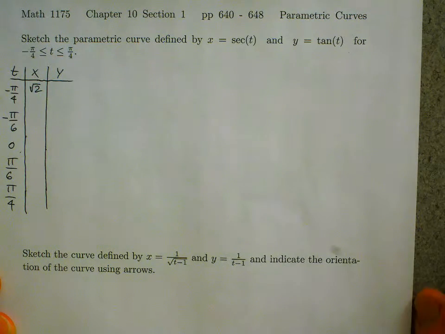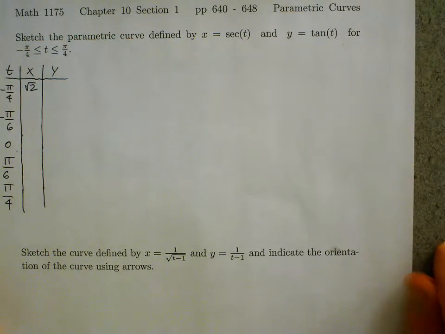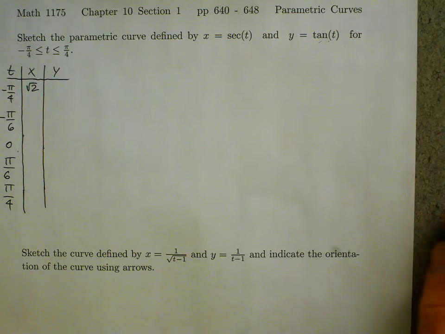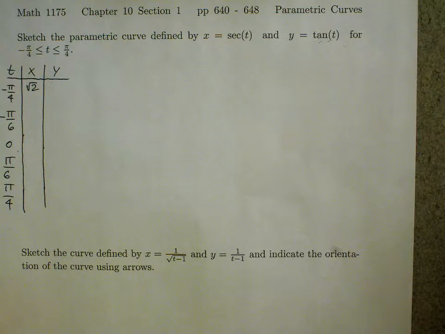So are we all in agreement? The tangent of negative pi over 4 is negative 1, right?